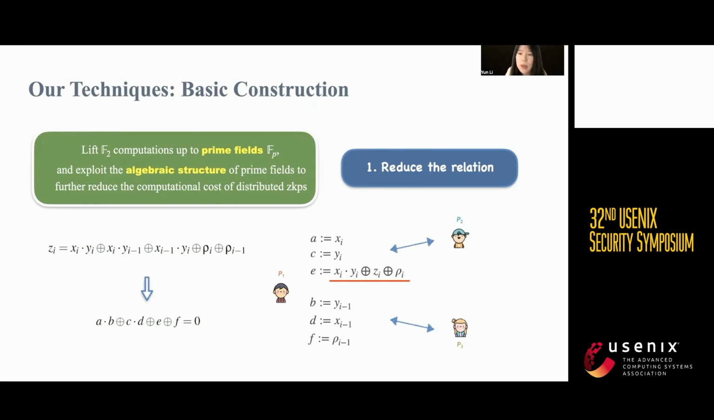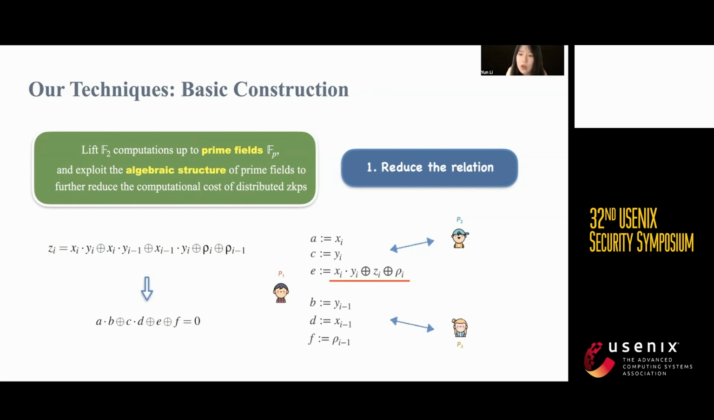We first show the basic construction of our verification protocol. Our first step is to simplify the equation we want to verify. Assume that P1 is the prover. We rename these variables and divide them into 2 groups. The first group, A, C, E, are all variables known by the prover P1 and the verifier P2. The other group, B, D, F are all the variables known by the prover P1 and the verifier P3.